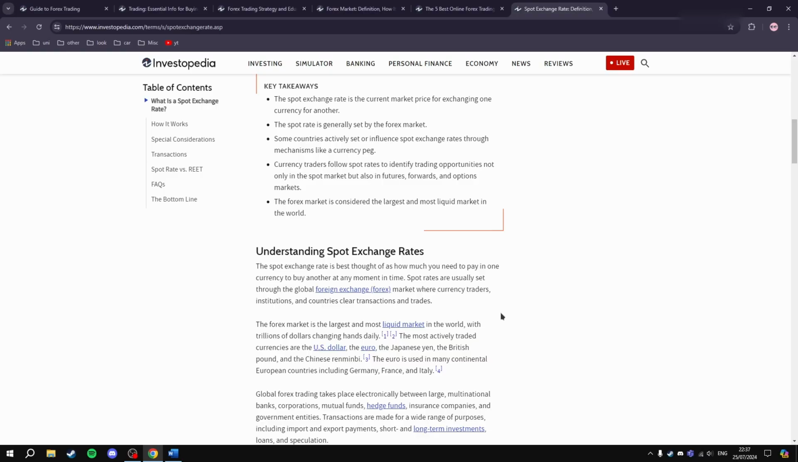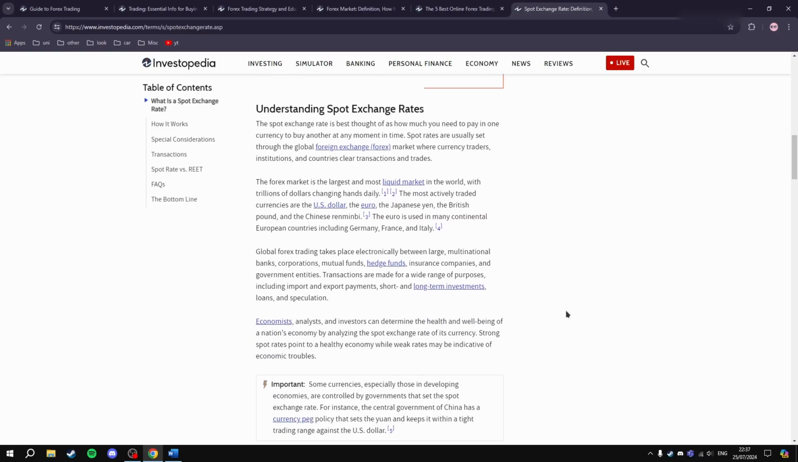Understanding spot exchange rates. So the spot exchange rate is best thought of as how much you need to pay in one currency to buy another at any moment in time. Spot rates are usually set through the global foreign exchange market, where currency traders, institutions and countries clear transactions and trades. So the Forex market is the largest and most liquid market in the world, with trillions of dollars changing hands daily. The most actively traded currencies are the USD, the Euro, the JPY, the GBP and the Chinese RMB.